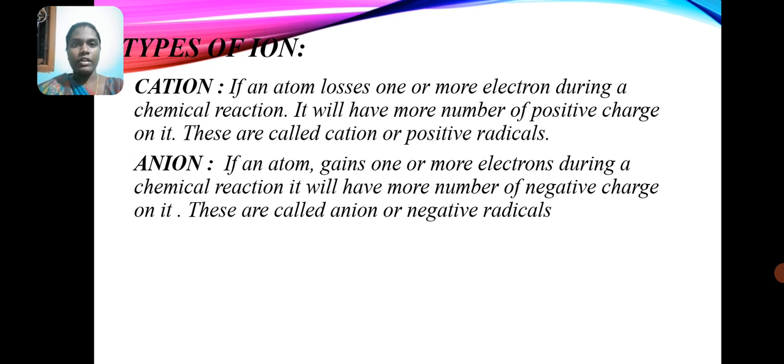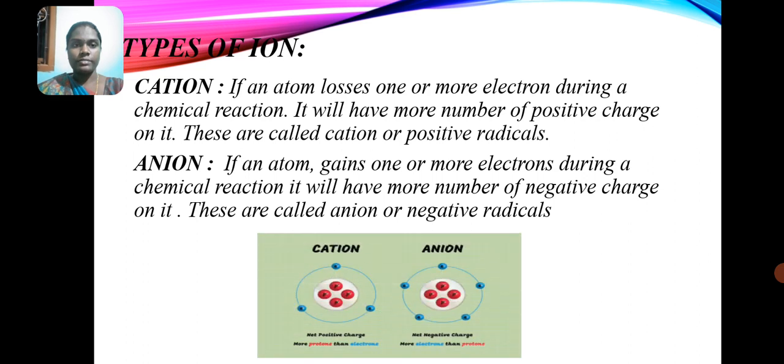Next one, anion. If an atom gains one or more electrons during a chemical reaction, it will have more negative charge on it. These are called anions or negative radicals. These are the pictures for cation and anion.